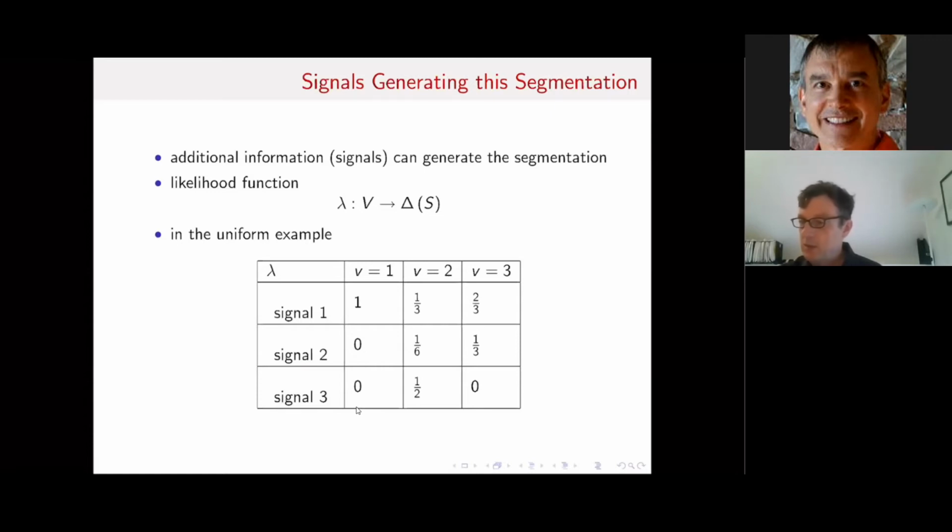Likewise, when the value is 3, I'm not going to send signal 3 ever, but I'm going to send signal 1 and signal 2. So clearly this signal contains information. I will never, as a seller, observe signal 2 or signal 3 and believe that the value of the buyer is low, is 1. So the 0 entries basically mean that I'm going to have 0 support on those values.